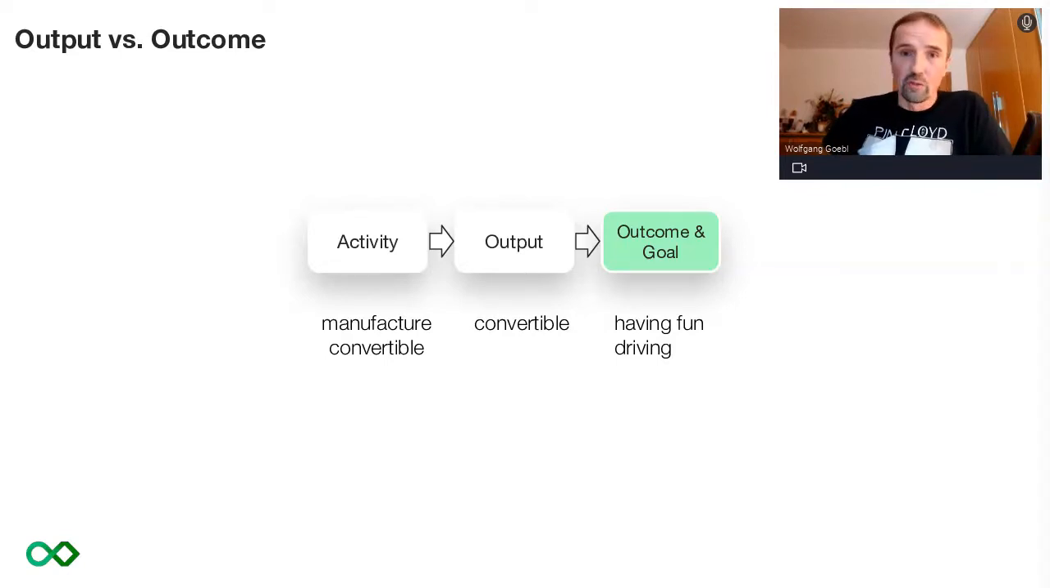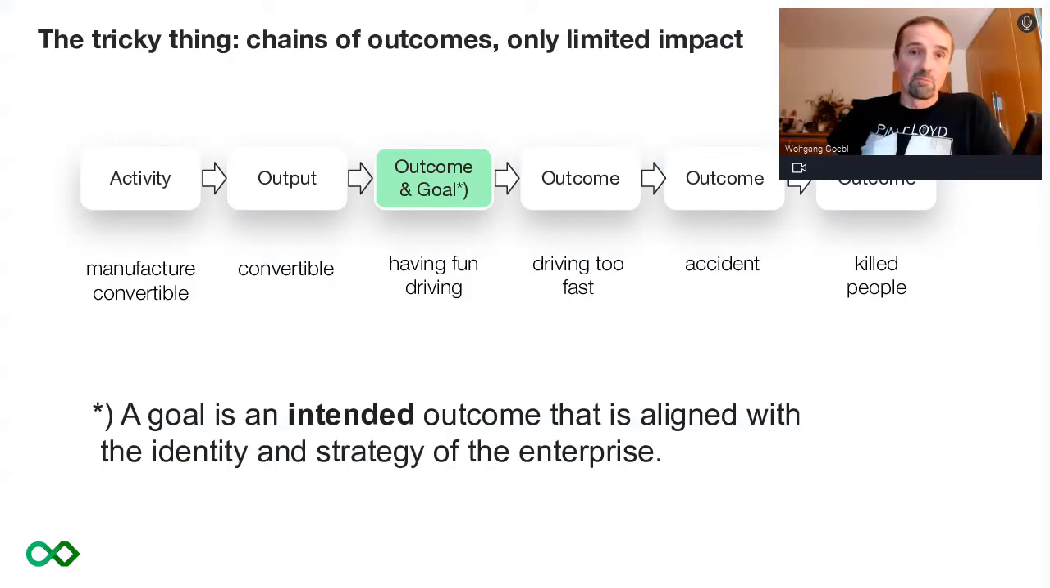And they sell tons of cars and they're making a lot of money because I think their brand is very much aligned with the outcomes and the identity. That's perfect. The problem is that I can only control the output. I can create the best convertible on the planet. But what could happen are unintended outcomes. So you manufacture a convertible, you create an output. This output should have the goal of fun driving, but the driver drives too fast. Maybe he or she is drunk, and then there is an accident and people get killed. So that's an unintended outcome.